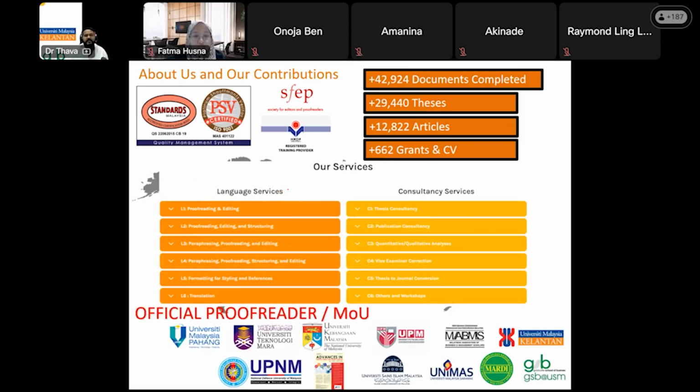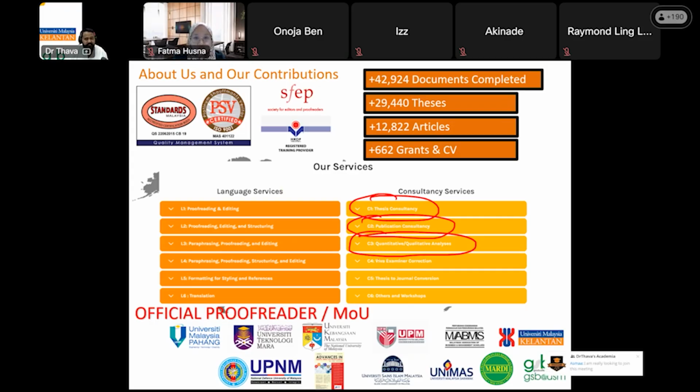For today's class, specifically focusing on critical review, research gap, and so on, very, very important. Those items will be very applicable to thesis development, publication development, quantitative, qualitative analysis. I also recently launched last week Chapter 4 Data Analysis Template. That is the brand new template I released last week. I haven't shared it in these slides yet. I don't think I've posted it in the Telegram group yet. I'll be posting it very soon. And also, Viva Examiner Correction, thesis to journal conversion.